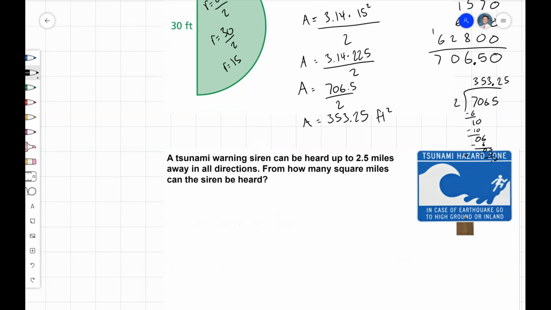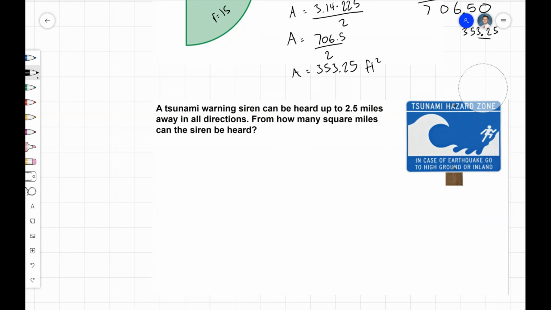And then one last problem here. Putting it into practice with a word problem, it says a tsunami warning siren can be heard up to 2.5 miles away in all directions. From how many square miles can the siren be heard? So let's think about what's being asked here. If a tsunami warning siren can be heard up to 2.5 miles away in every direction, here's your siren, and then 2.5 miles away in every direction.